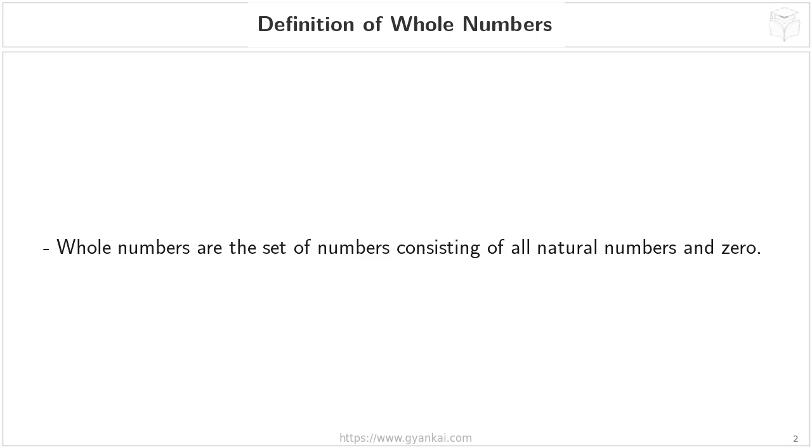Definition of whole numbers. So let's move on to formally defining what whole numbers are. As you recall from the previous slide, we were building on our understanding of natural numbers. Those are the counting numbers like 1, 2, 3, and so on. Now, whole numbers take that idea a step further. The first point here states that whole numbers are the set of numbers consisting of all natural numbers, and 0. So, we're taking everything we had with natural numbers and simply adding 0 to the mix.